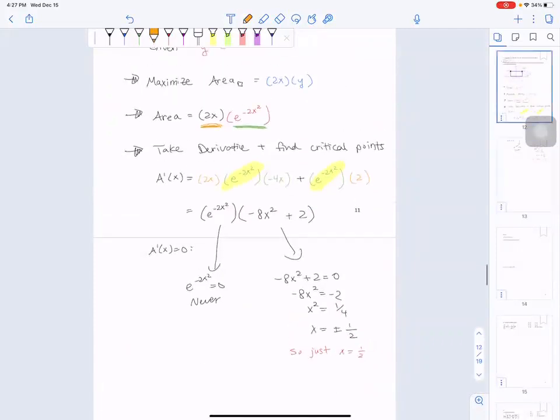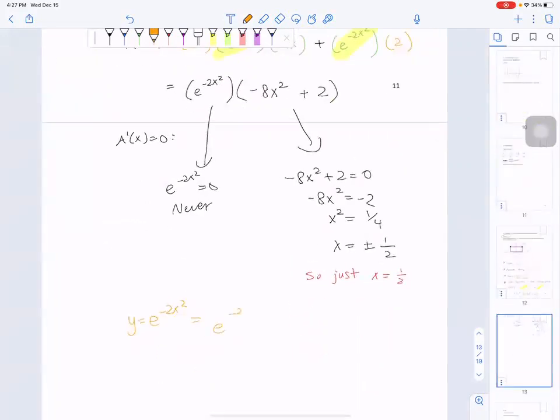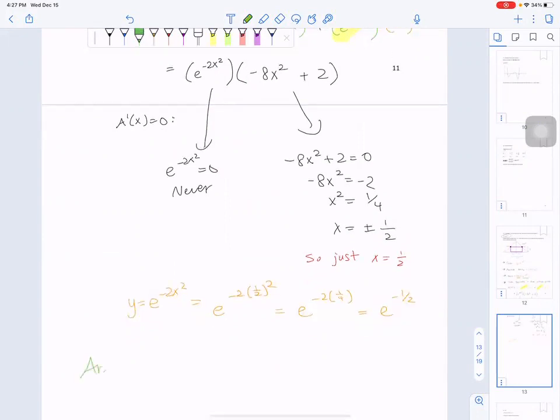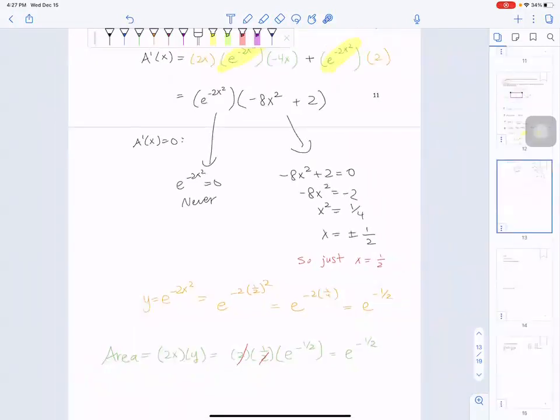We found x is 1/2. What is y? y is e to the negative 2x squared. So what is that? e to the negative 2 times a half squared, or e to the negative 2 times a fourth, or e to the negative a half. So what was our area? It was 2xy, or 2 times x times y, which is just e to the negative 1/2. So that's the area of the largest rectangle you can have inscribed under this curve. And because the question said for the sake of time you wouldn't have to do the check, you can just stop here.